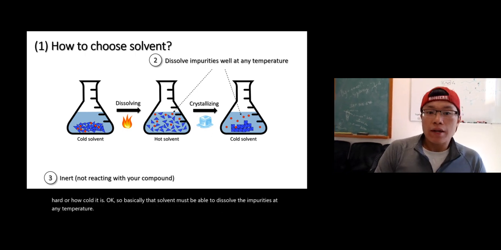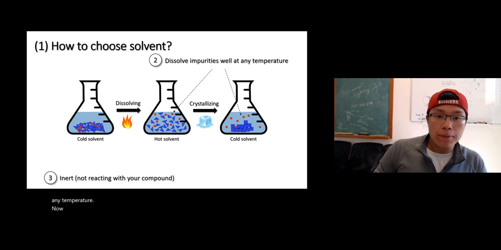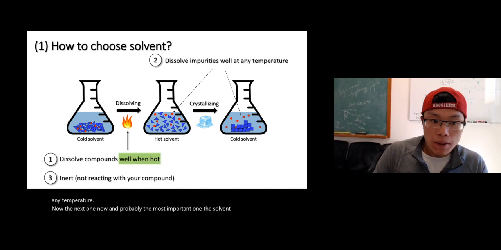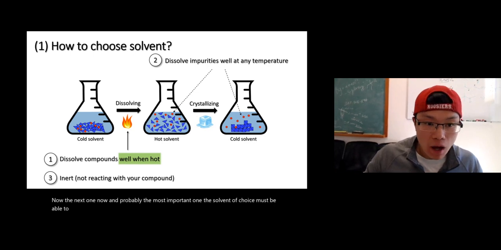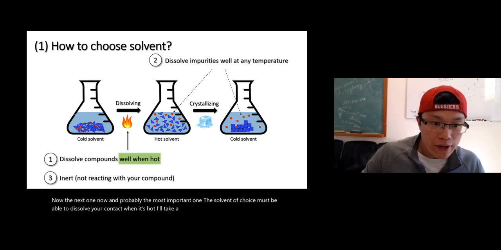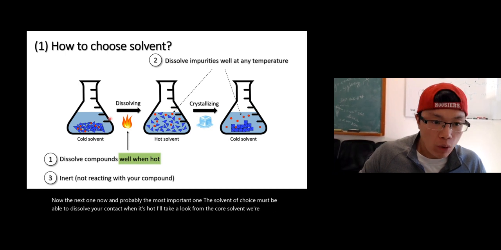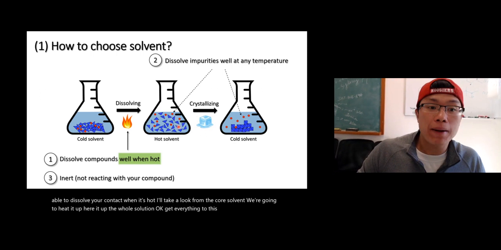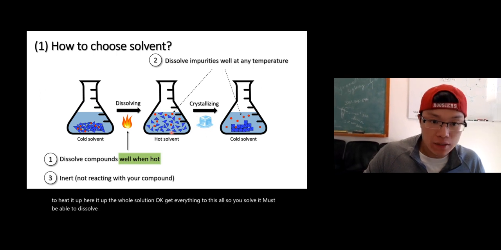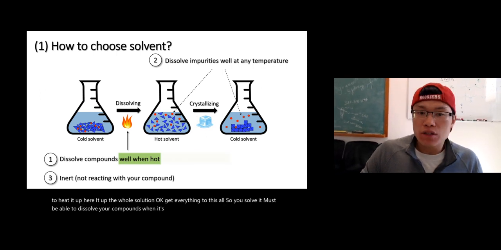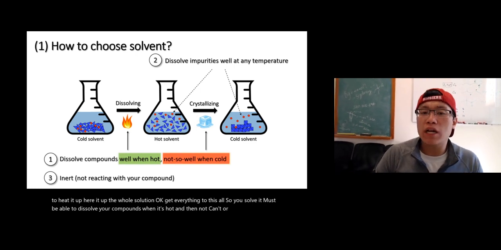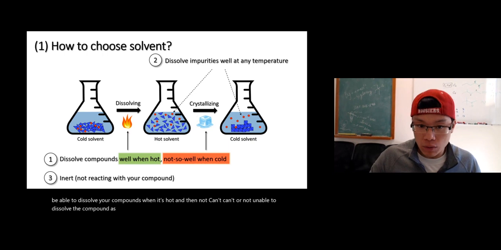All right. Now the next one, and probably the most important one, the solvent of choice must be able to dissolve your compound when it's hot. Now take a look. From the cold solvent, we're gonna heat up the whole solution, get everything to dissolve. So your solvent must be able to dissolve your compound when it's hot, and not be able to dissolve the compound when it's cold.